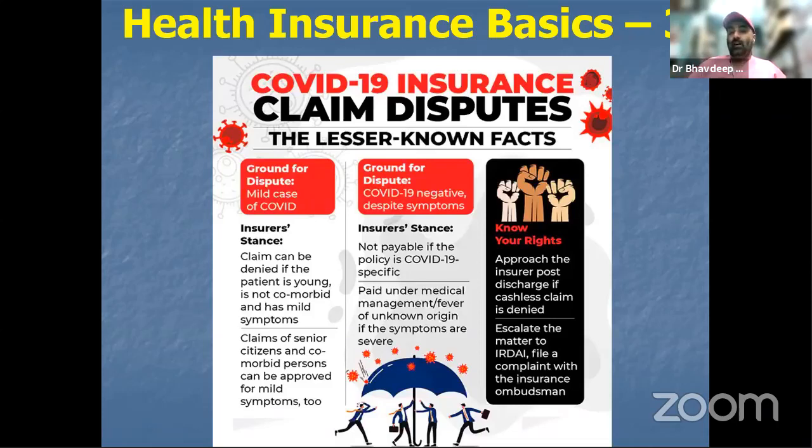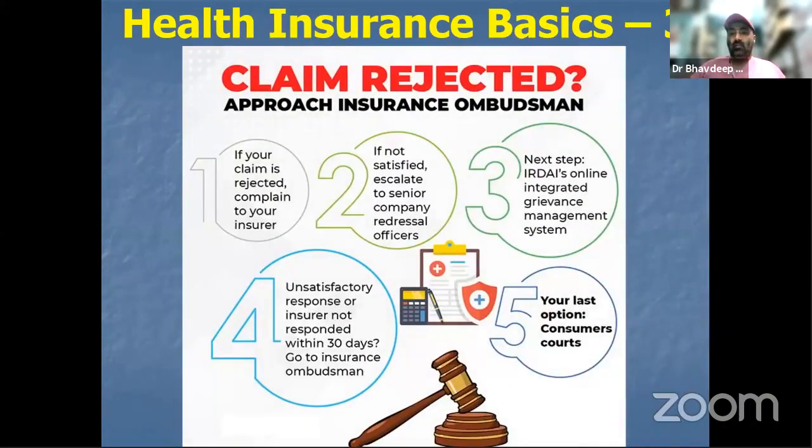But then if your cashless insurer denies your claim, you have so many steps to go ahead. And the IRDAI website, I gave you the link in the group today itself. So you can go to the site, file your complaint with the insurance ombudsman, which is like a third umpire, as we know.